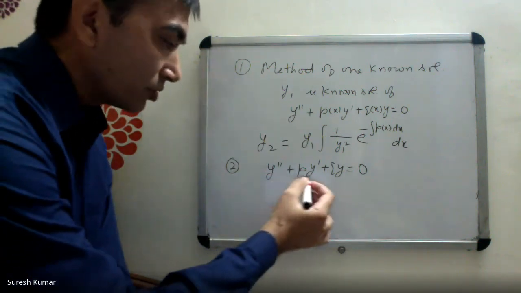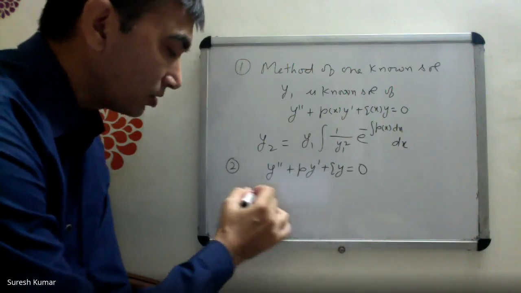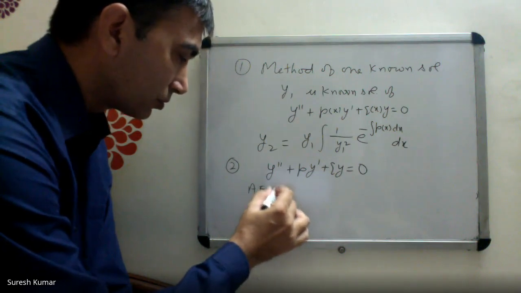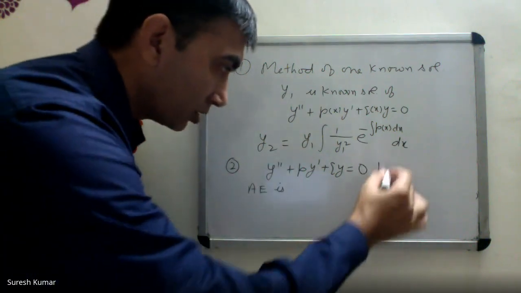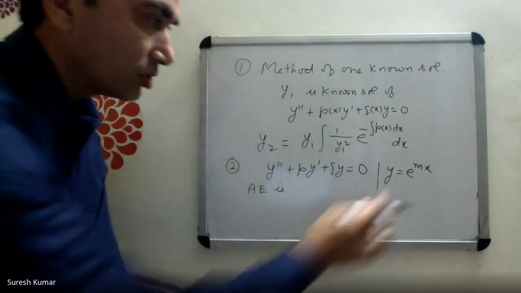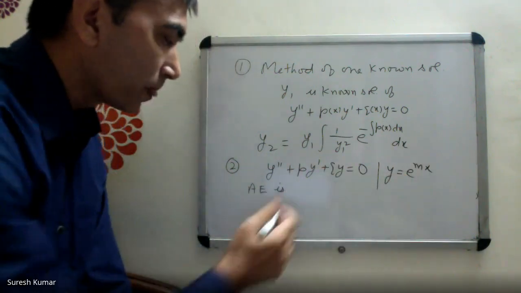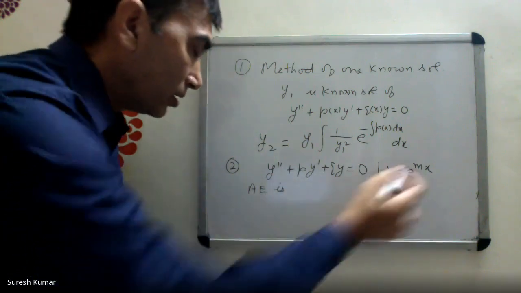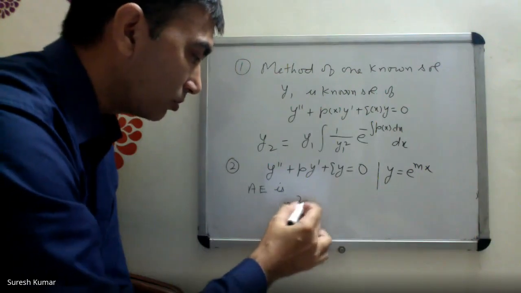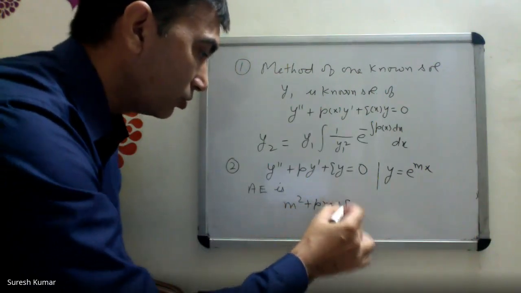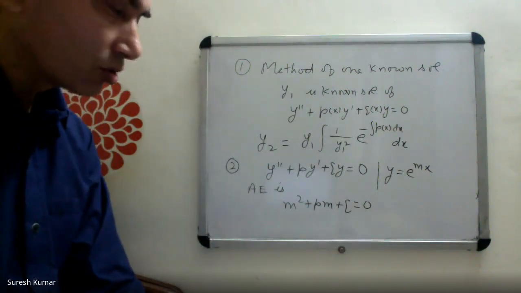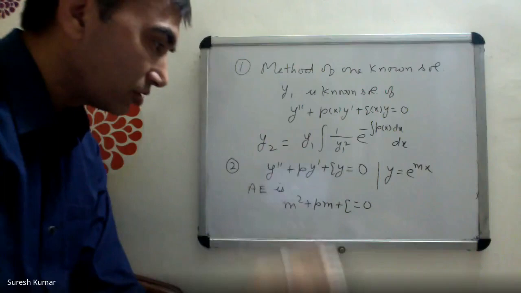We learned that first we need to write the auxiliary equation. And how do you get the auxiliary equation? With a trial solution y = e^(mx). If you substitute it into the given equation and then remove e^(mx), what do you get? m² + pm + q = 0. Quadratic equation in m. This is the auxiliary equation to the given differential equation.